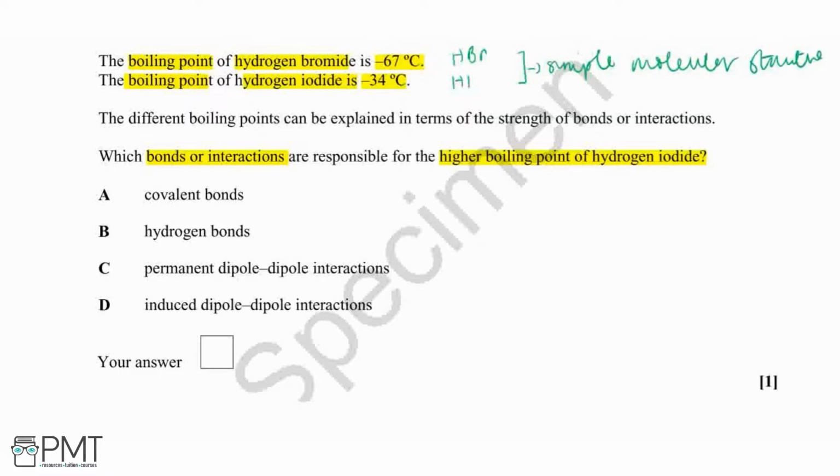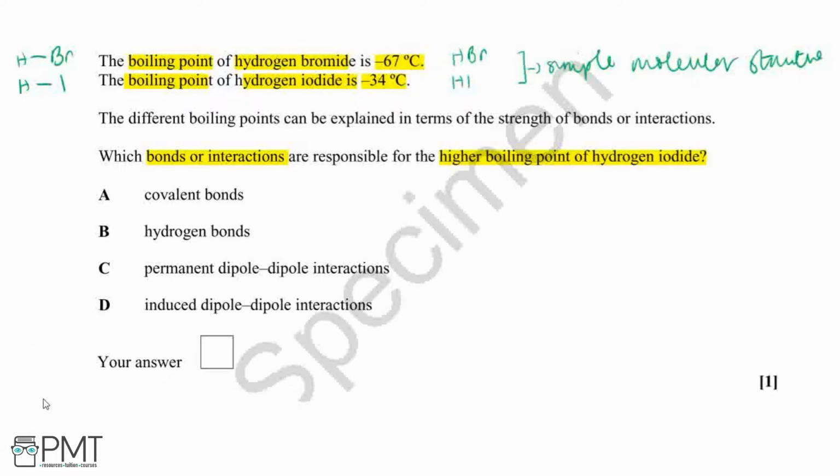And this is where we've got strong covalent bonds within the molecule. So for example, between the hydrogen and the bromine, we've got a covalent bond, or between the hydrogen and the iodine. But between the different molecules, we've got weak intermolecular forces. Therefore, when we want to boil our molecules, we're going to be separating them out. So we're going to be overcoming the intermolecular forces of attraction to do that.